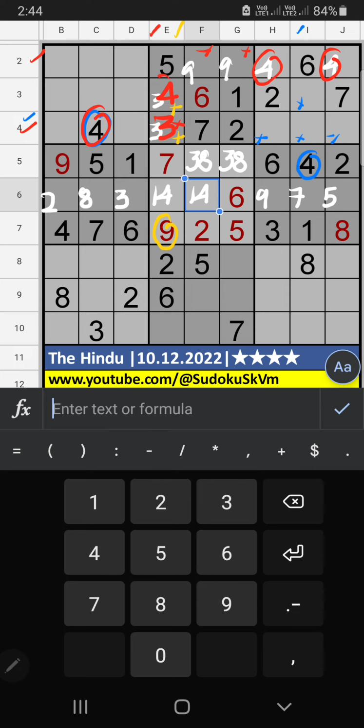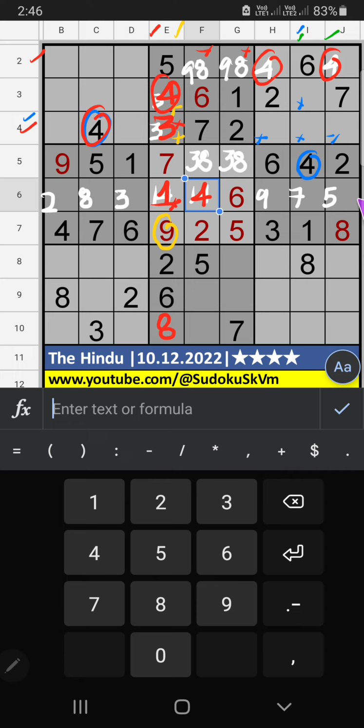Column E, we have 4. So 4 can't come in the cell. 4 is confirmed here. Then 1 is here. Then column E, only one number is remaining: 8. 8 is confirmed here. Then second grade, 2 numbers are remaining: 8 and 9. It will come in another 2 cells. We will confirm later.